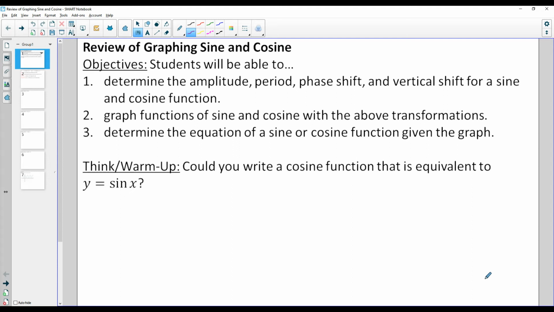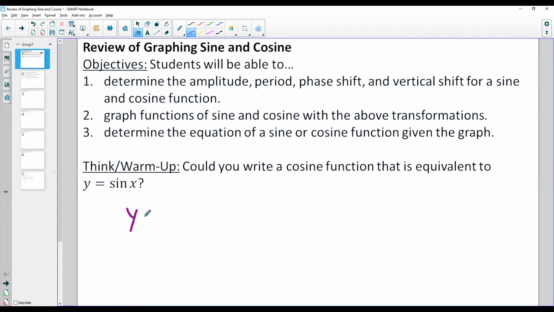Hey guys, welcome back, and today we're going to be doing a review of graphing sine and cosine, just kind of putting it all together. Even though we kind of already did it, I just feel like it was beneficial to spend an extra day on this stuff. So for the think/warm I have, could you write a cosine function that is equivalent to y equals the sine of x? Well, the answer is yes, right?